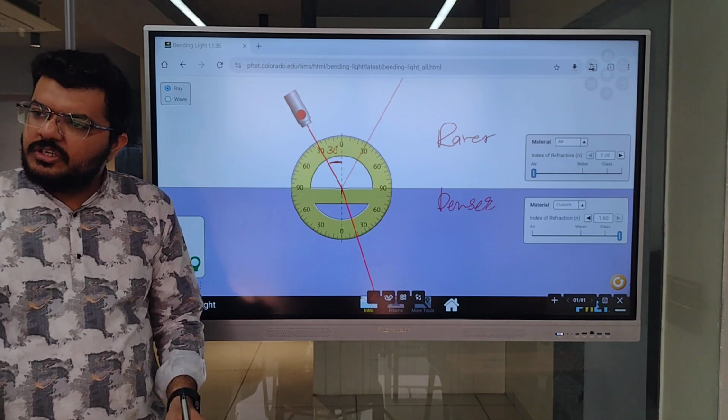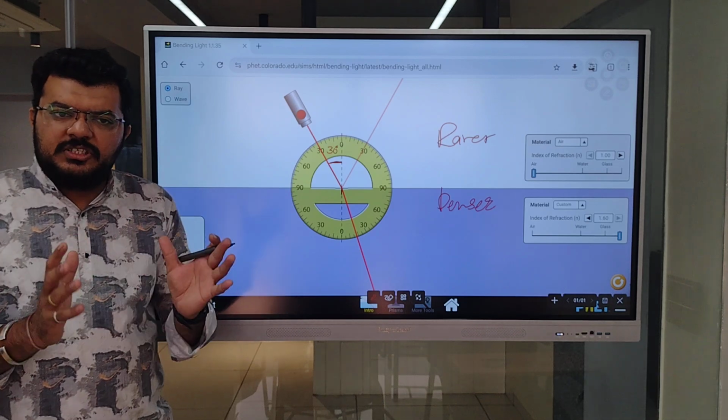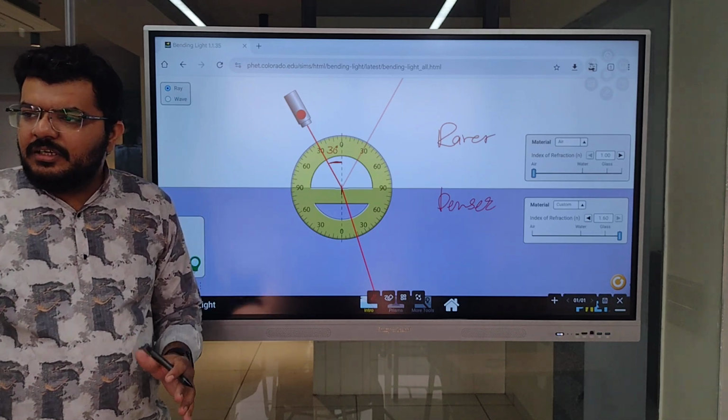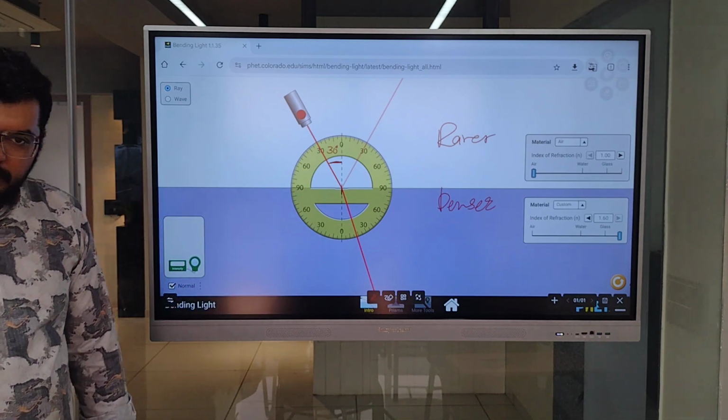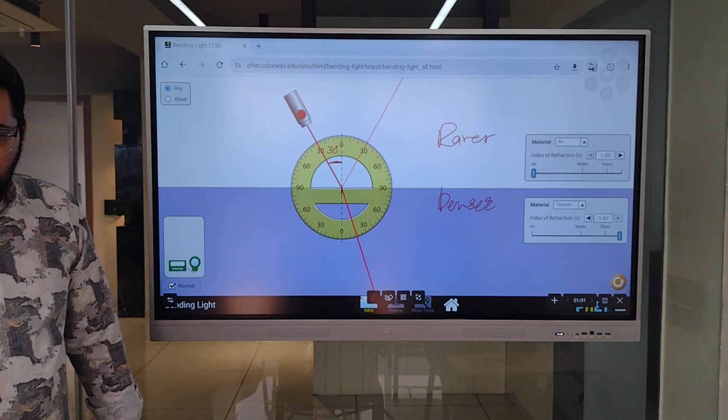Right, which is towards the normal. So what do we say about this in technical language? That the light shifts towards the normal. Makes sense? Will you be able to remember this? Yes.